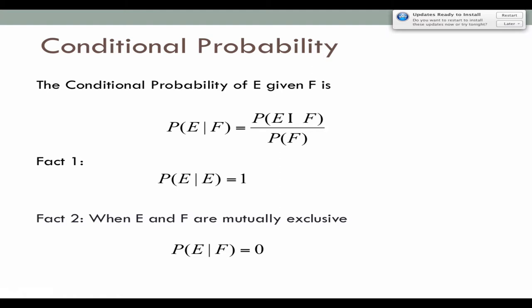And when E and F are mutually exclusive, that means giving you the information that event F has happened doesn't give you any additional information on whether event E will happen or not. It's mutually exclusive, so the probability of E given F is 0 if E and F are mutually exclusive.